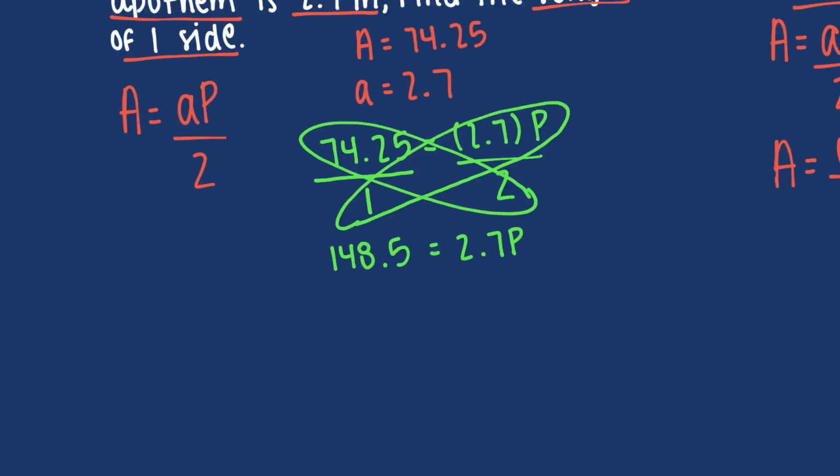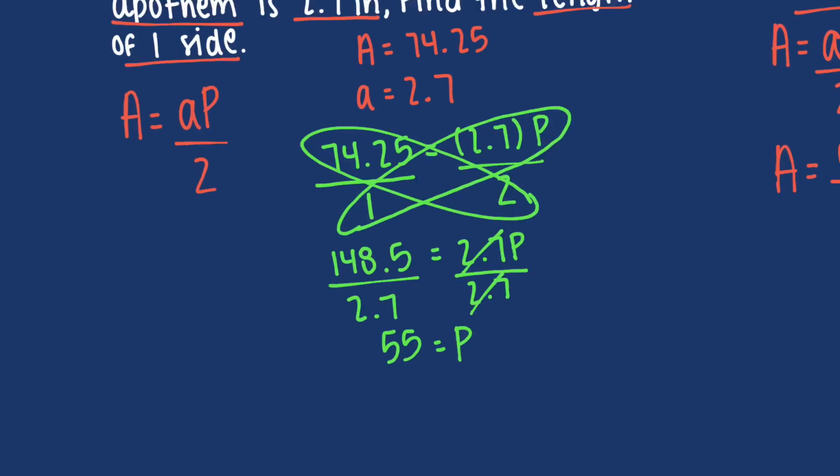I need to go ahead and get p by itself, so I'm going to divide by whatever is attached to it. So I'm going to divide both sides by 2.7. When I do that, it cancels out on the right side, and I'm just left with the perimeter. And 148.5 divided by 2.7 gives me 55.